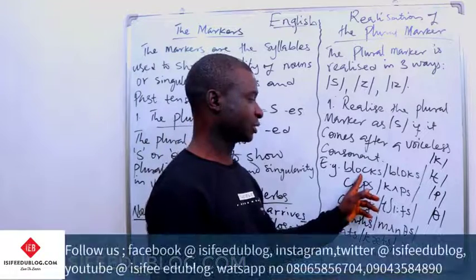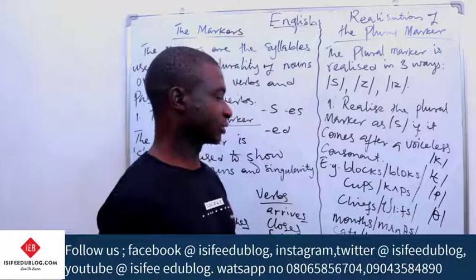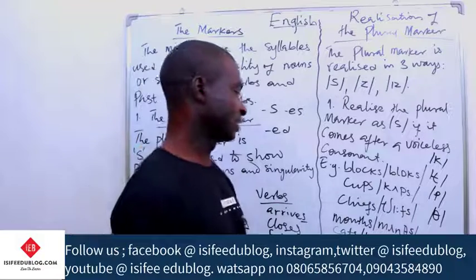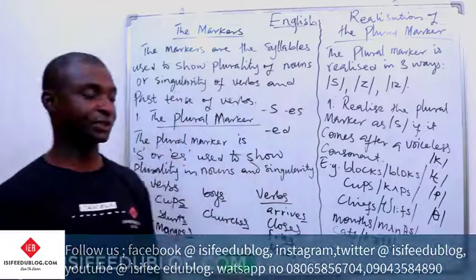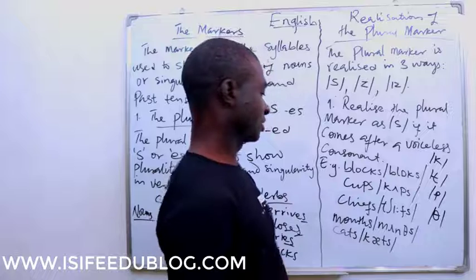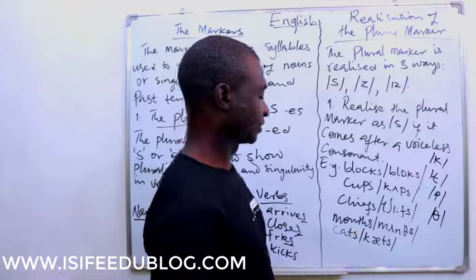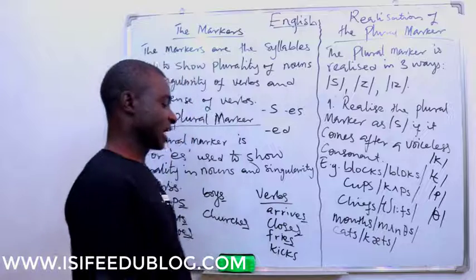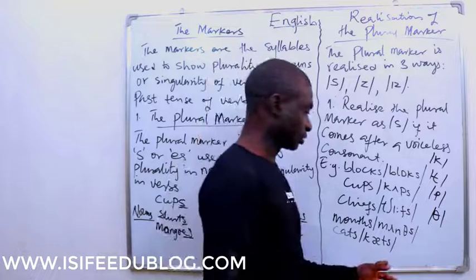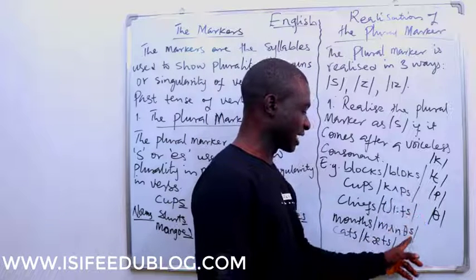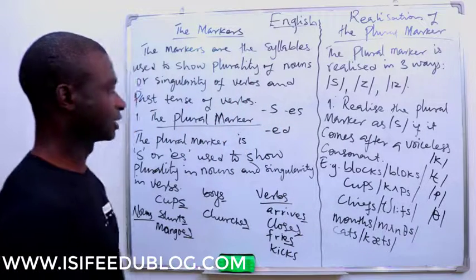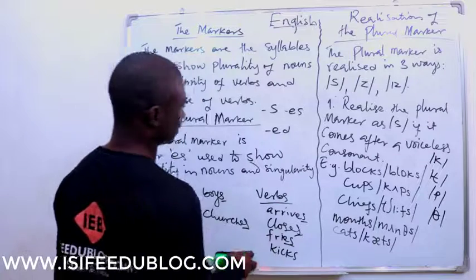So blocks, blocks. Cups, 2 cups of rice. Chiefs, chiefs. That's a fricative too, that behaves like that. Then months, and we have cats. So, you can see my transcriptions. The S in these words is realized as S. This will be different when we look at the vowels.